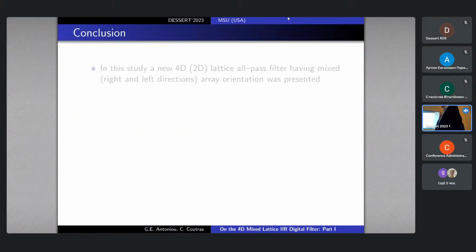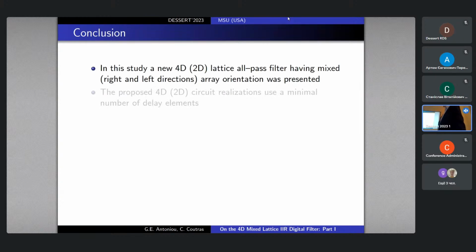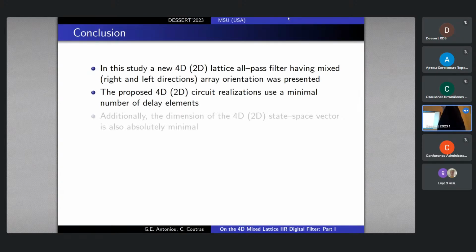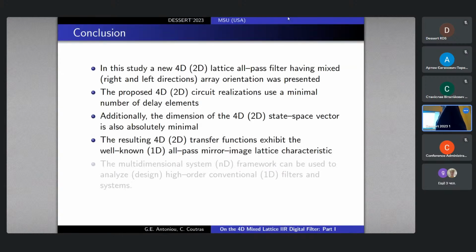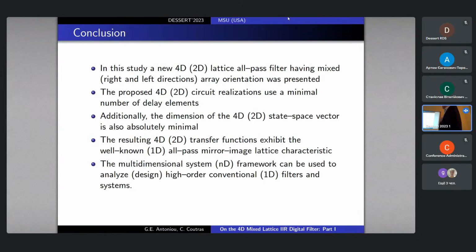And then the conclusion. In this study, a new 4D lattice all-pass filter having mixed right and left directions has been presented. The proposed 4D circuit uses a minimal number of delay elements. The dimension of the state vector is also minimal, and the resulting 4D transfer function exhibits the well-known 1D all-pass mirror image lattice characteristics.